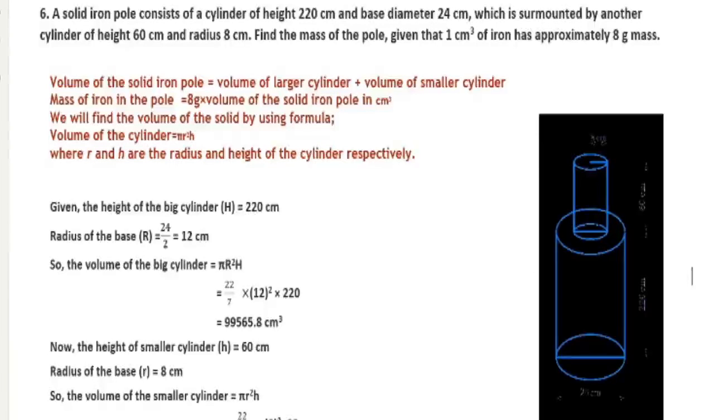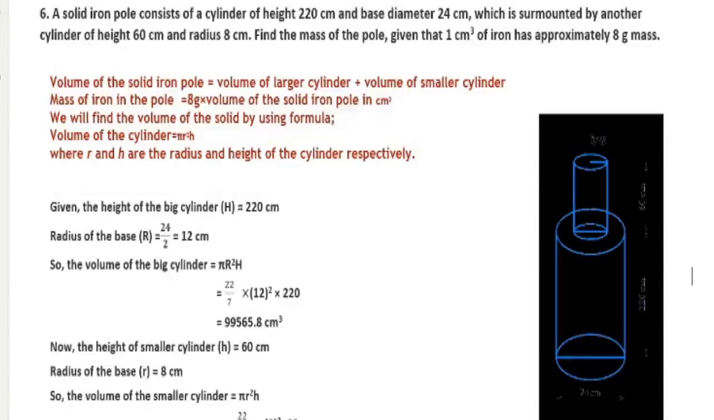The volume of the iron pole is equal to the volume of the larger cylinder plus the volume of the smaller cylinder. We have to find the volume of these two cylinders, then find the sum of the volumes. Then you have to find the mass of the iron. It is given 1 centimeter cube of iron has approximately 8 gram. So mass of iron in the pole is equal to 8 gram into the volume of the solid iron pole in centimeter cube. So here first we have to find out the volume of the iron pole.